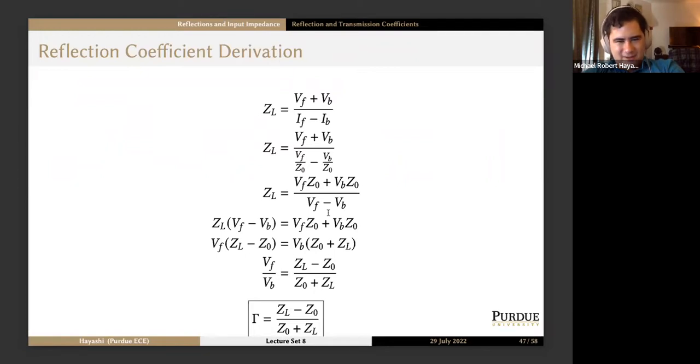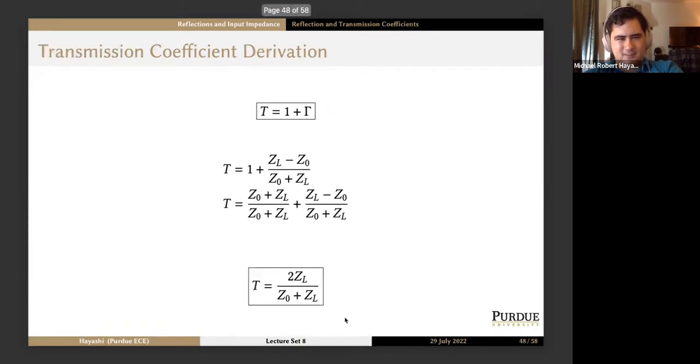I'm not going to work through the derivation now. Suffice it to say that you plug in everything involving Z naught, and you work out everything, you factor it all out. You get that gamma is equal to the load impedance minus the characteristic impedance, over the sum of the characteristic impedance and the load impedance. You'll also get that the transmission coefficient is 1 plus gamma, a real number plus a complex number. And sure enough, you will get that the transmission coefficient is twice the load impedance over the sum of the characteristic impedance and the load impedance.